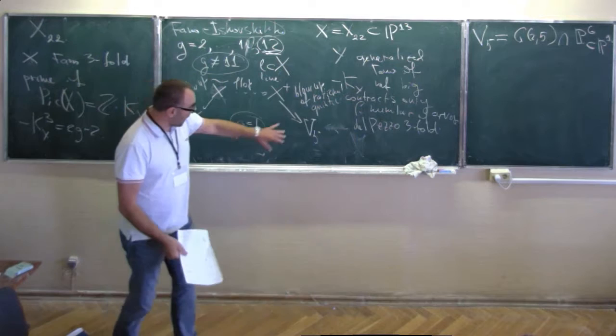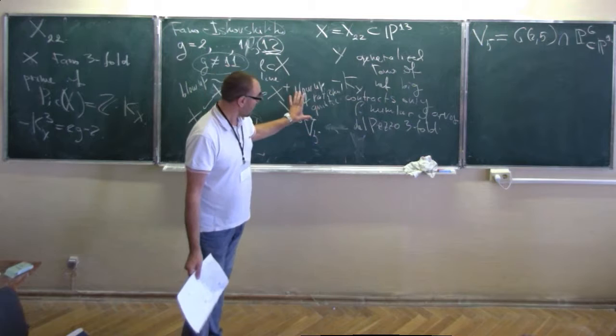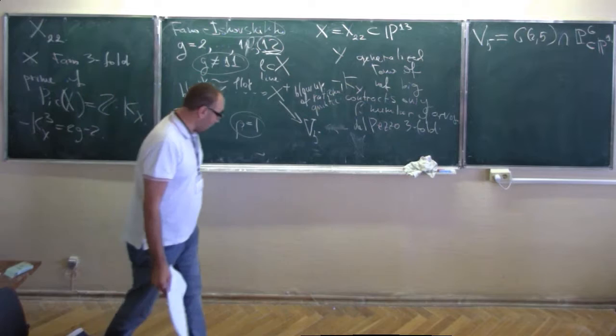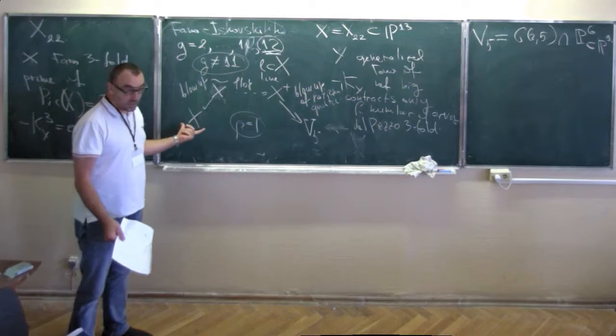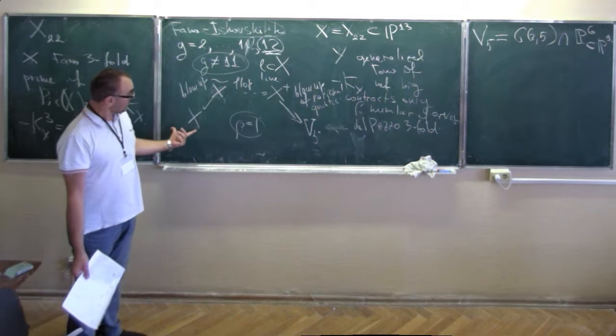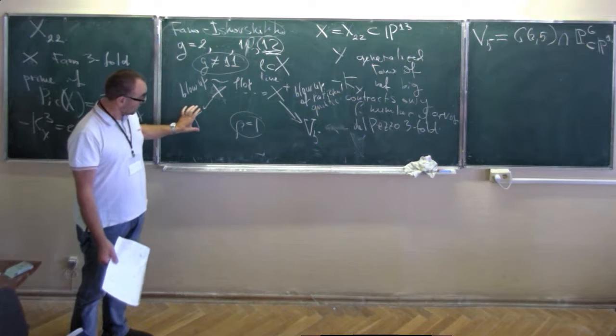Starting from this V5 and a smooth rational quintic, we can blow it up, make flops, and blow it down, and get V22. The advantage of this construction is that we immediately see that it's birational, so we immediately see that X is rational. Of course, this is rational. But the disadvantage is that this is not canonical in some sense. We have to take a line. There is a one-dimensional family of lines here.